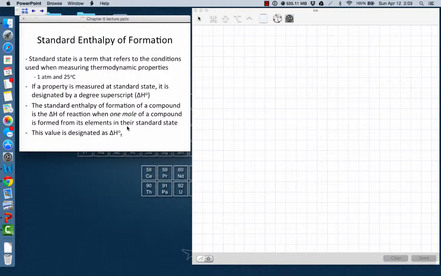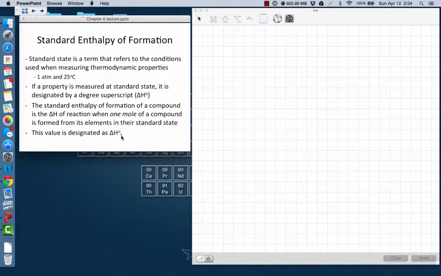So if we measure a property at the standard state, we put a little degree superscript there. Okay, so when we say the standard enthalpy of formation, we can look those up in a book. The standard enthalpy of formation is the enthalpy of reaction when 1 mole of a compound is formed from its elements in their standard state. Okay, so we can look those up in a book, and we can use those plus Hess's Law to do all sorts of really fun things.